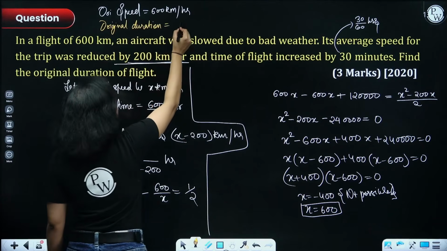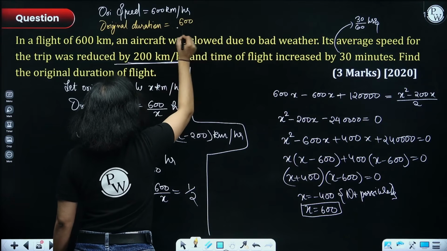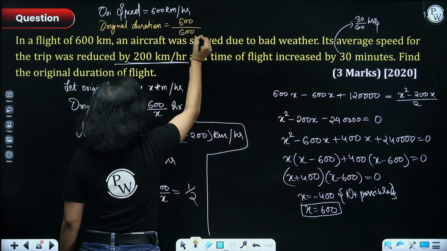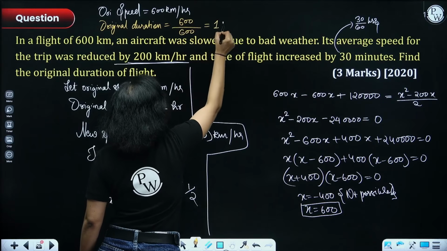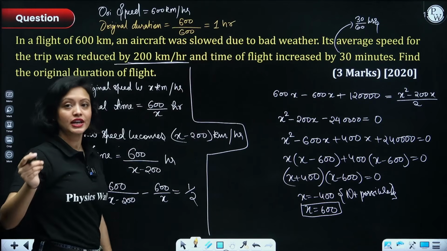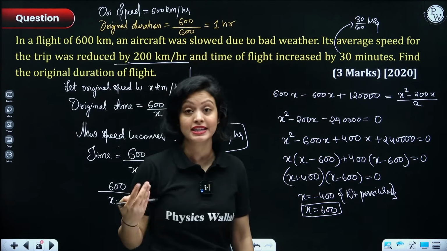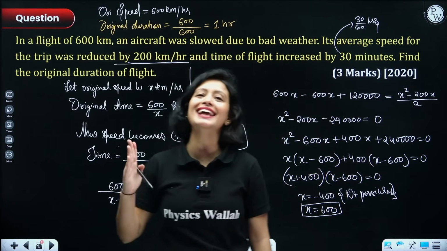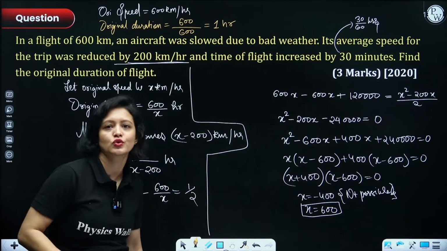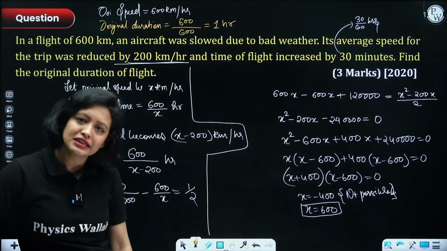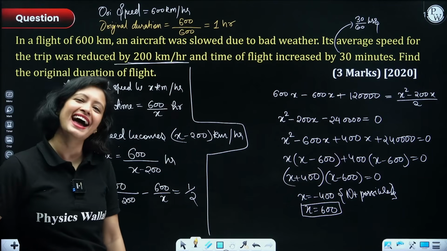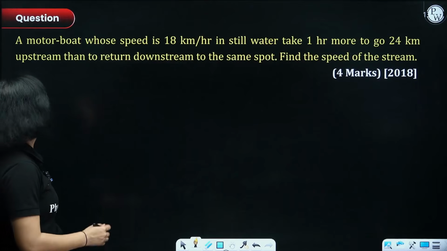It would be the distance, which is 600, divided by original speed, which is 600. That is equal to 1 hour. Please make sure that you apply the formula and find time. Okay? Distance divided by speed. So, 1 hour is the answer for this question. Got it? Understood? Chalo. With that, let's move on to the next problem.